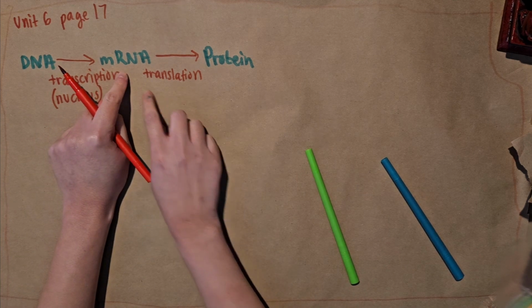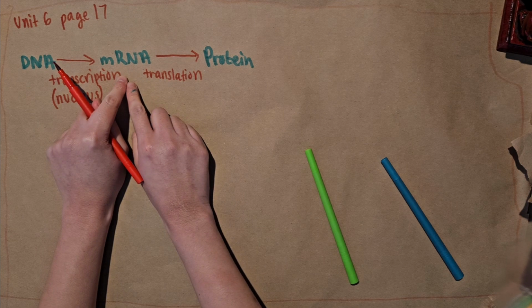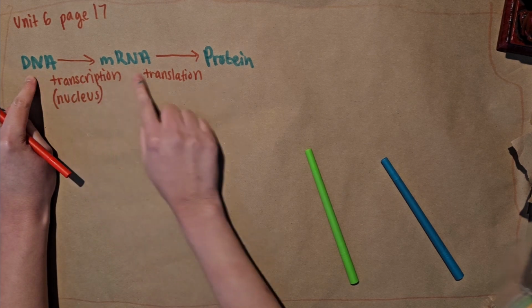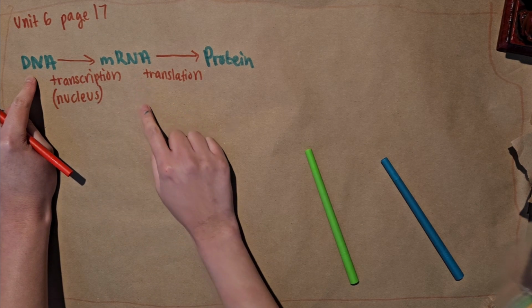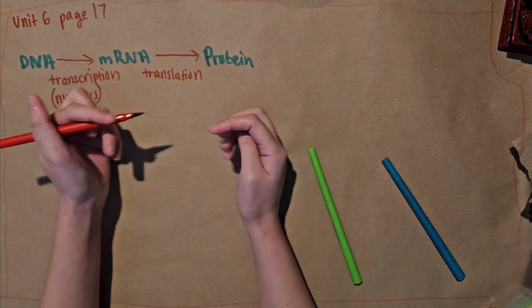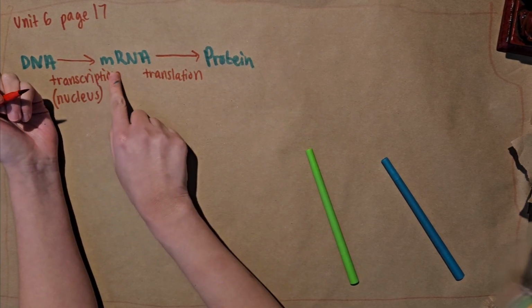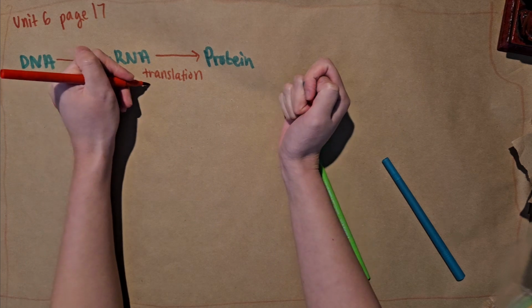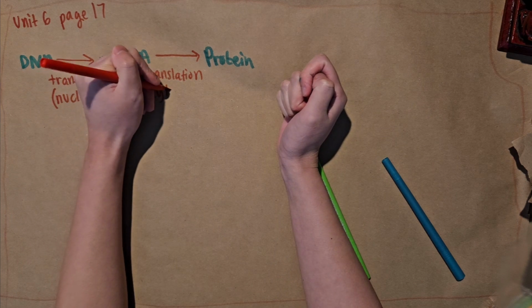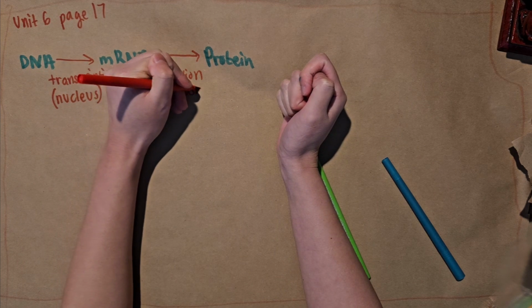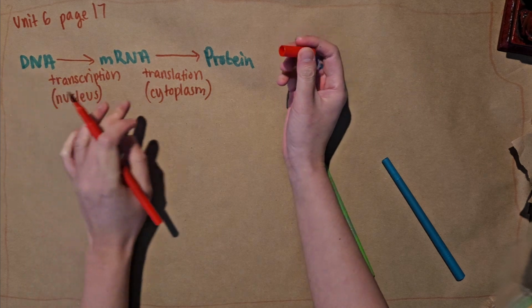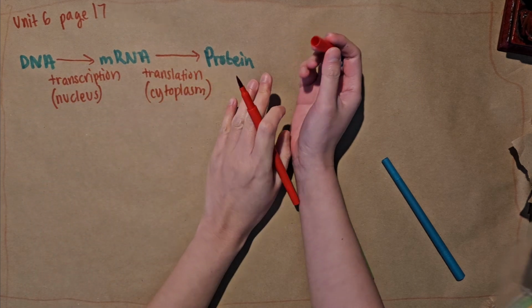The messenger RNA is able to leave the nucleus, so it will take the message of the DNA out of the nucleus into the cytoplasm where translation can occur. So the mRNA will leave the nucleus and will go to the cytoplasm where it will undergo translation to make protein.